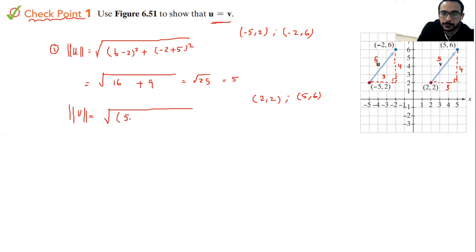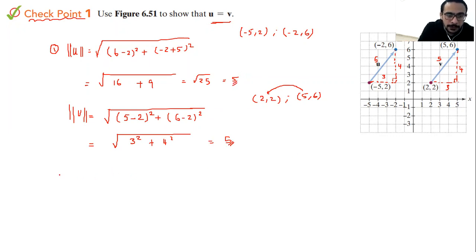So we have 5 minus minus 2 and 5 plus 2. 5 minus 2 all squared plus 6, 6 minus 2 plus 6, all squared. So it's equal to the square root of 3 squared, 9, plus 4 squared, 16. So it's gonna be the same, root 25, which is 5. So both of them have the same magnitude. Step 2. Thank you, Muhammad.